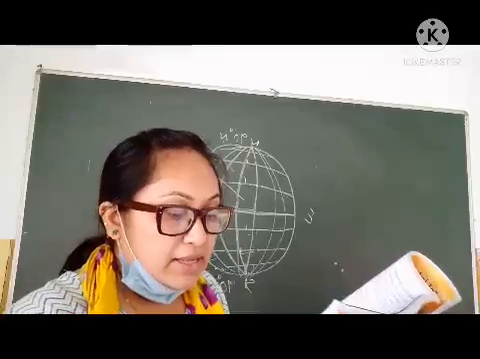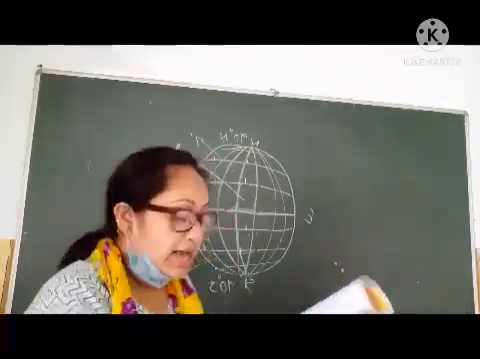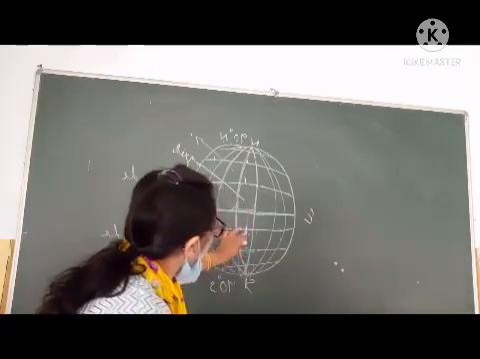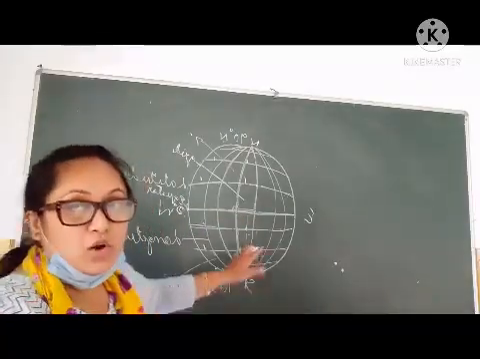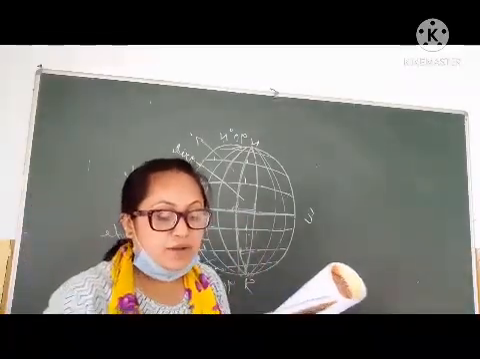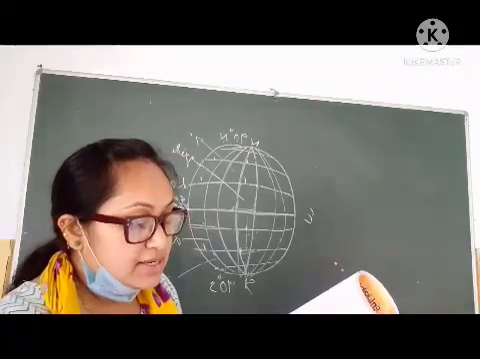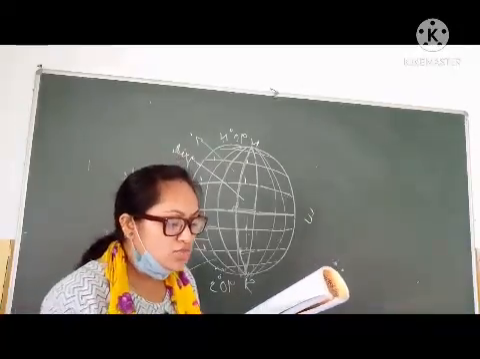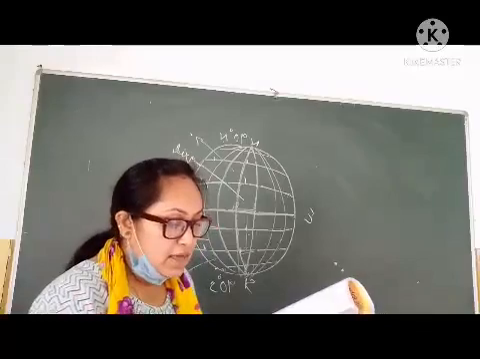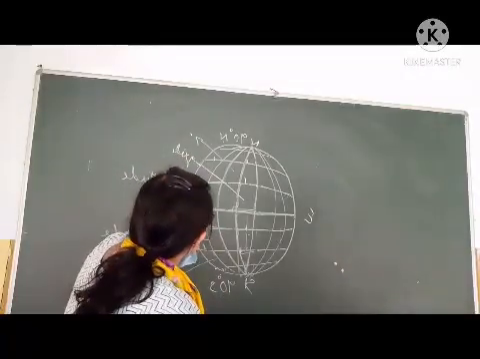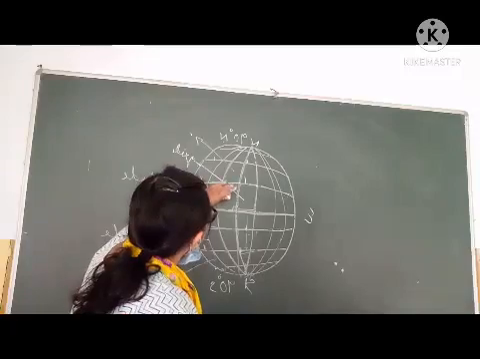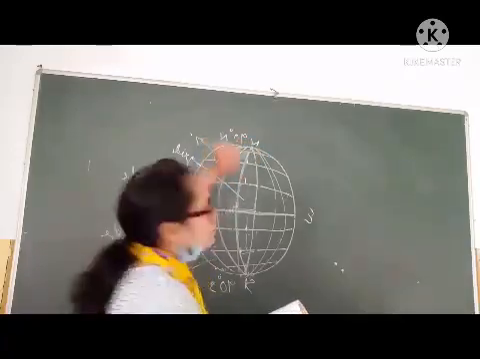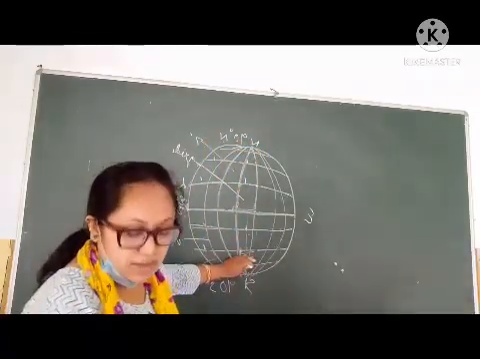The parallels are at equal distance from each other. That means the distance between these parallels is the same from one another. They form complete circles that go on decreasing in size from the equator to the poles. The parallels at the north pole and the south pole are so small that they are just points. As we go from 1 degree to 90 degrees, these parallels become smaller and smaller. As you see, this parallel is bigger and this parallel is very much smaller. The same applies to the southern hemisphere.